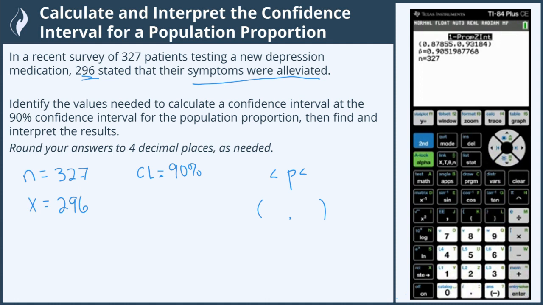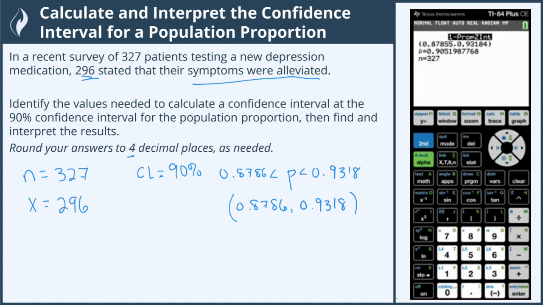We want to be sure we round based on how we're asked to round. So it says round to 4 decimal places. So in interval notation, I'll just copy that. 0.8786 is the low end, and 0.9318 is the higher end. And then in inequality form, if you're asked for this form, 0.8786 is less than p, the population proportion, which is less than 0.9318.